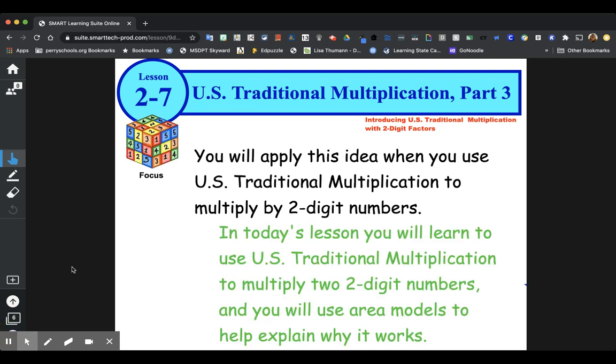You're going to apply this idea when you use the U.S. traditional multiplication to multiply by two-digit numbers. So in today's lesson, we're going to learn to use that U.S. traditional multiplication that we did in 2 by 1 or 3 by 1, 4 by 1 to do two-digit numbers, and you're going to use the area model to help explain why it works.